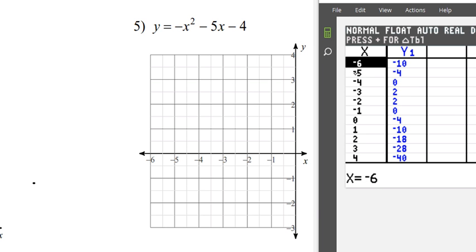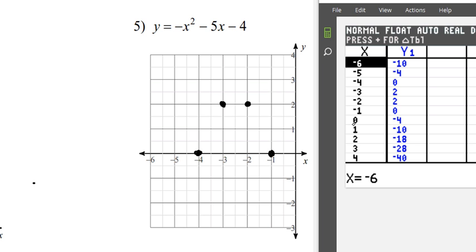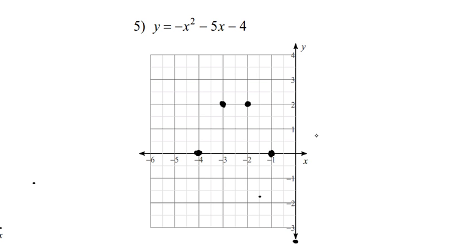So -6, 10 won't fit, -5, 4 won't either, -4, 0 will fit. It's right there. -3, -2 was another point, -2, -2 was another point, and -1, 0. And 0, 4, which is up here. So what's wrong with this? Well, nothing. We're missing a point. It's right here. But we will find that one in just a minute.